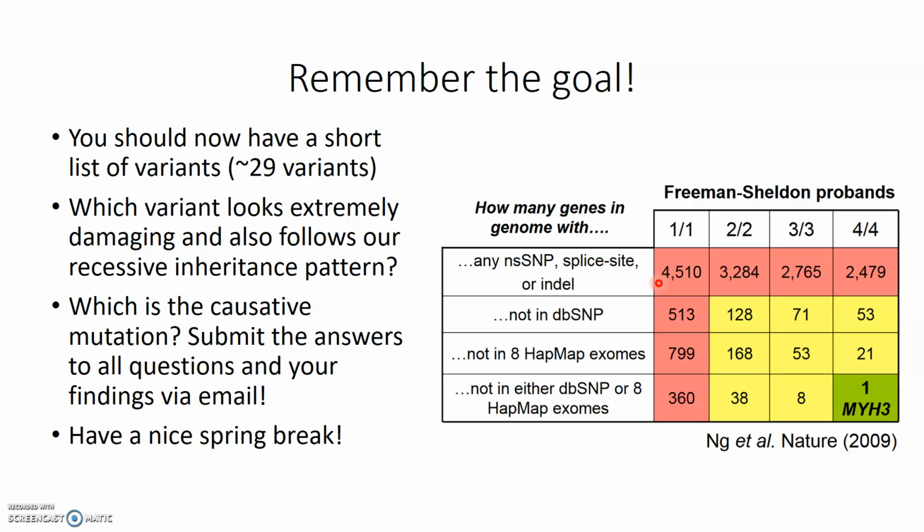And we look for that inheritance pattern that allows us to further narrow down, right? So remember, we're looking for a heterozygous mutation in the parents because they're unaffected carriers, and then the recessive mutation, so the 1-1 designation in our VCF file. And I want you to find the causative mutation and report it to me. And that's sort of where we ended off.